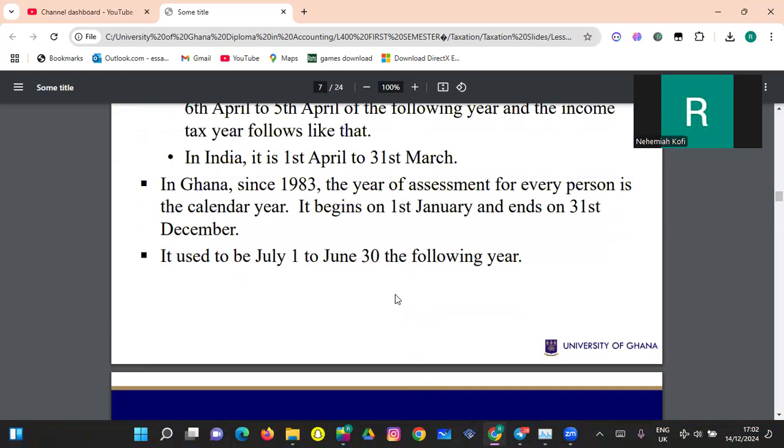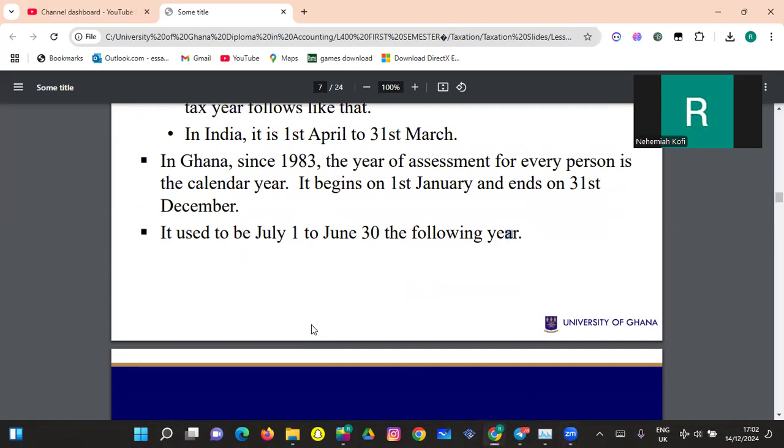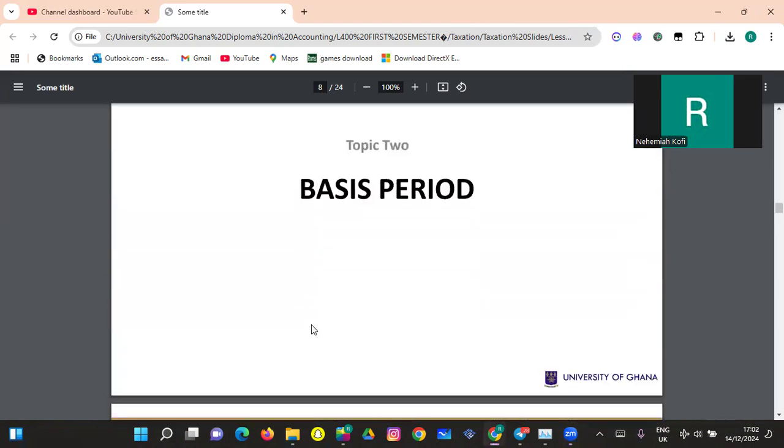So it used to be July 1st to 30th June. Yeah, that was what it was then, but now it has changed to 1st January to 31st December. So basis period. What is basis period? Basis period is more or less like the period in which you've worked in the year of assessment.